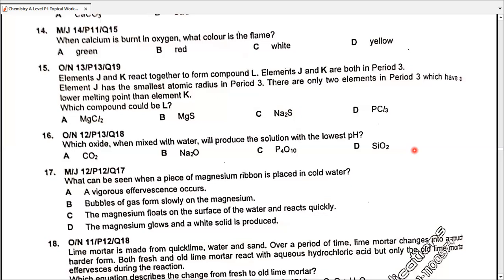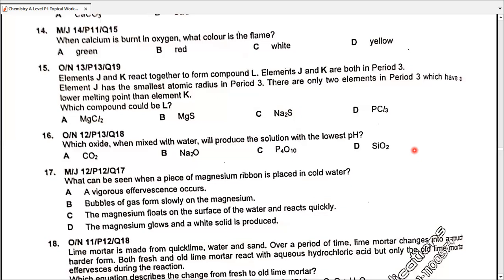Which oxide, when mixed with water, will produce the solution with the lowest pH? Carbon dioxide gives us carbonic acid. Then Na2O plus H2O gives us NaOH. Then P4O10 gives us phosphoric acid, H3PO4. Silicon oxide reacts with water.